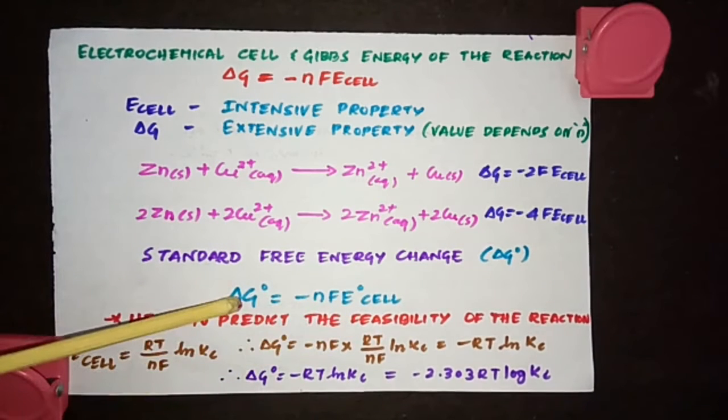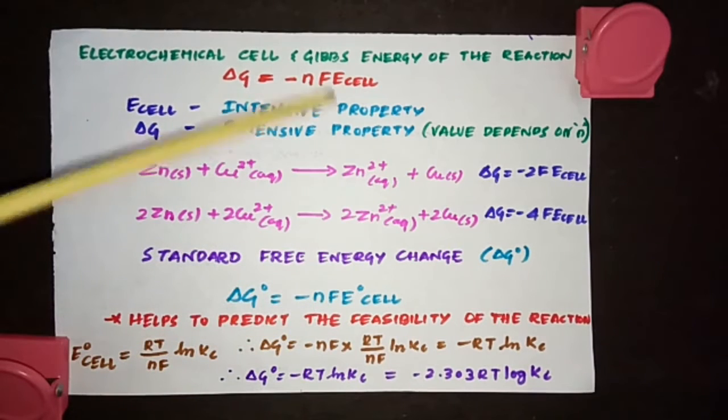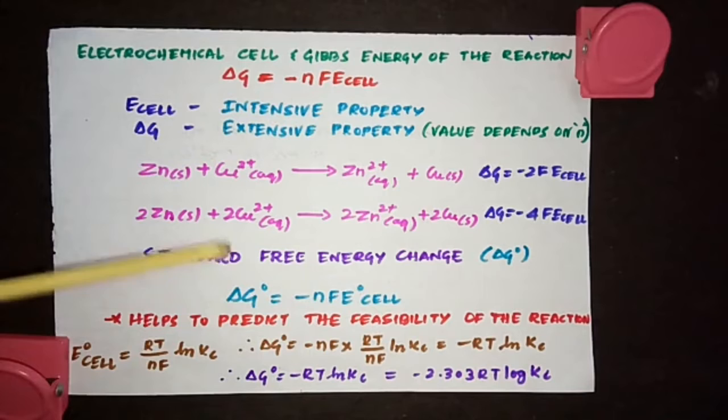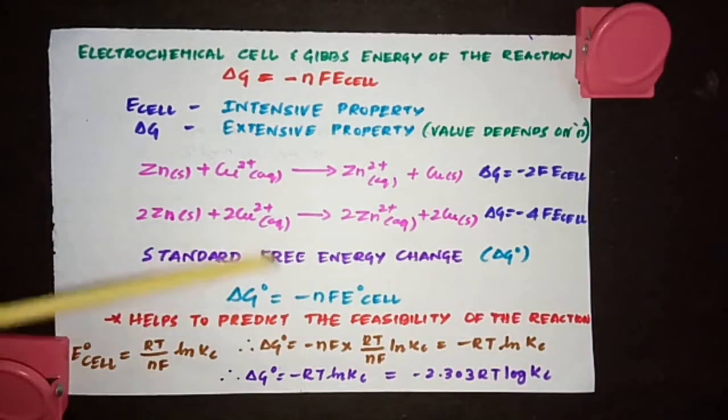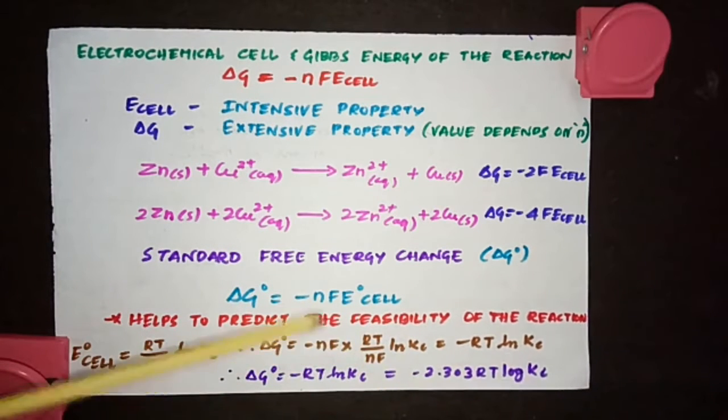So del G naught, which is the standard free energy, will be equal to minus nF, instead of E cell, we are writing E naught cell. So what is the purpose of using this del G? Del G helps you to predict the feasibility of the reaction.